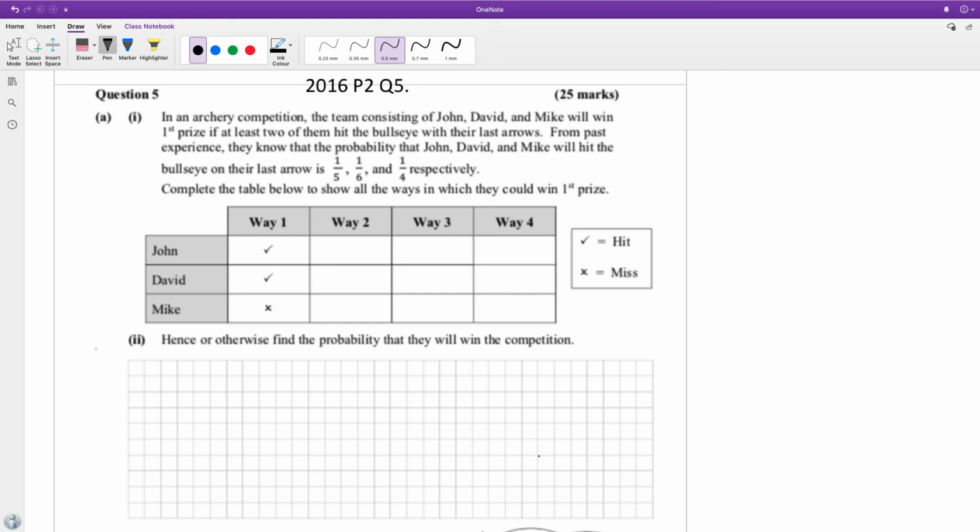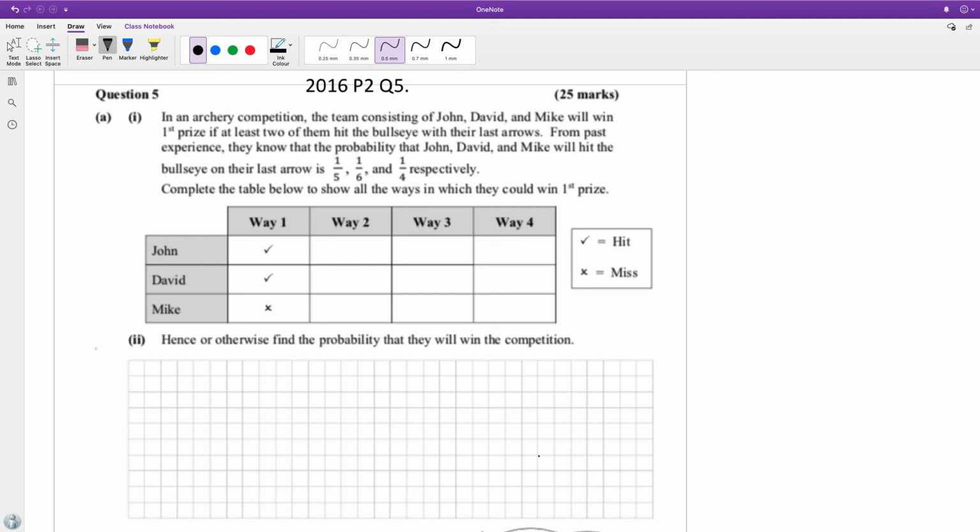So, J, D, M. Draw our table, way 1, 2, 3, 4. First way is John and David hitting, Mike misses. Next one we could go with is John and Mike hitting, David misses. Next one we could go with is David hits it and Mike hits it. Last one we go with is all 3 hit. You happy with that? Right. Now find the probability they will win the competition.